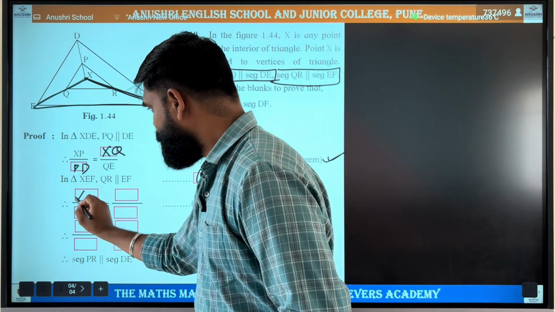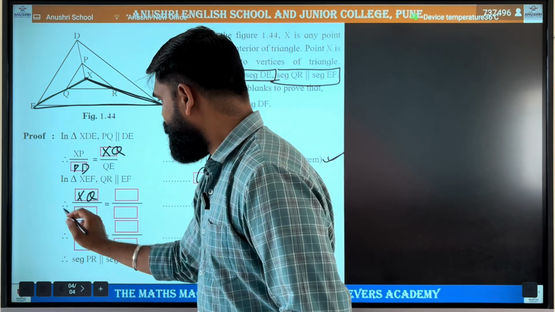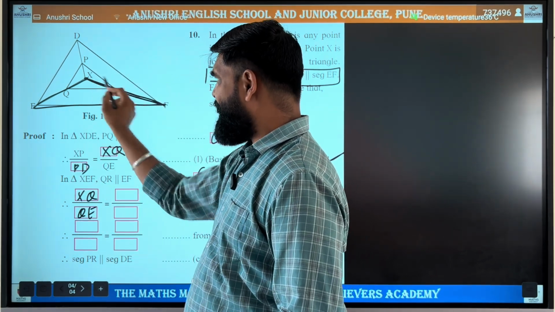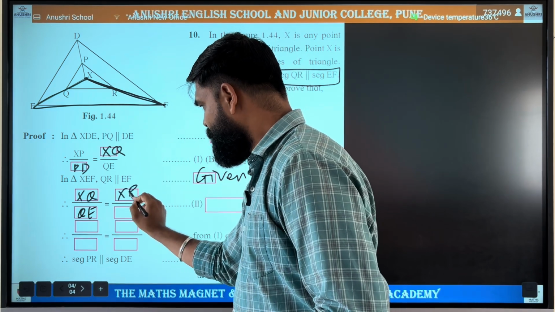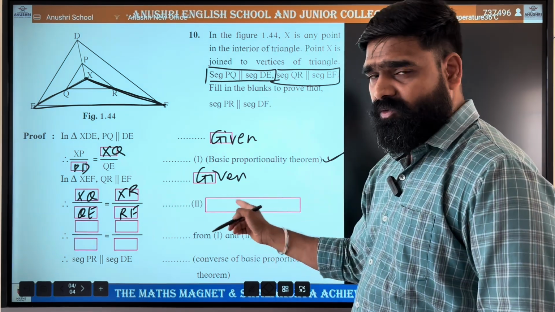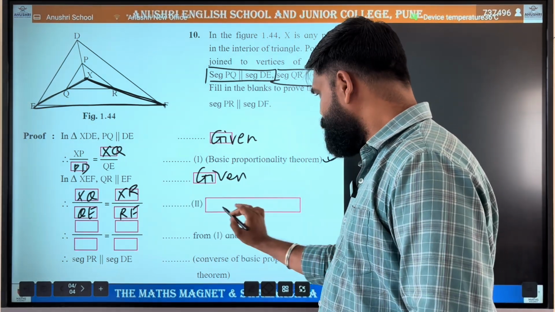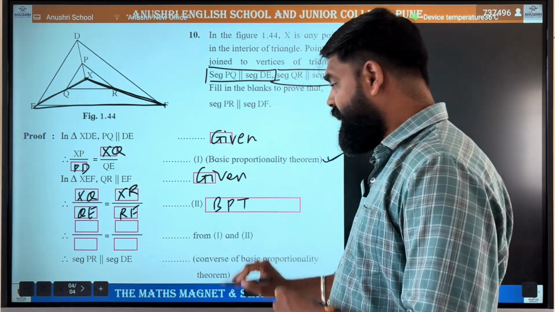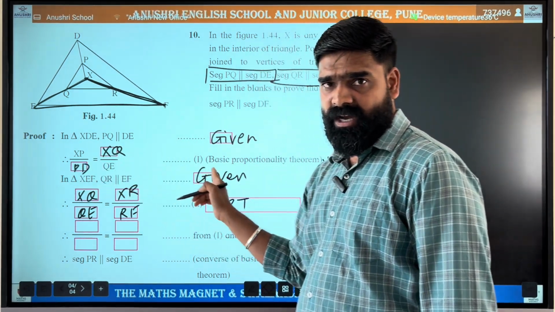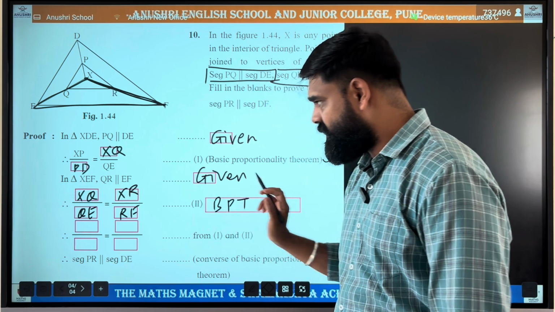So XQ by QE is equal to XR by RF, right? XR by RF. So what is the reason for this? Same reason, basic proportionality theorem, okay. So we have this first equation, and we have another, the second equation.